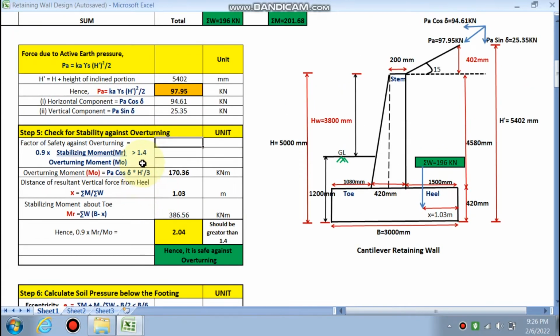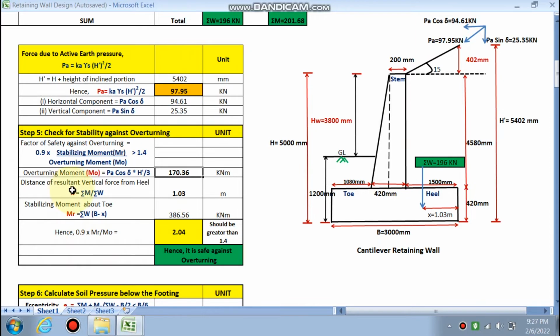Check the stability against overturning. This is the formula for overturning: 0.9 into the stabilizing moment Mr over the overturning moment Mo should be greater than 1.4. Okay, so the overturning moment formula is Pa cos delta, that is the horizontal component, into h dash by 3. This is h dash, the overall height, and it acts at h by 3 from the base, right? So the overall overturning moment has been calculated, right?